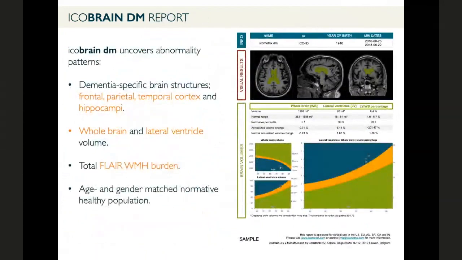Recently, we also included a second page to our icobrain dm report, which includes information on the whole brain and the lateral ventricle, which really allows you to appreciate whether there is any expansion of the lateral ventricle with or without any involvement of whole brain atrophy. And this can really help in distinguishing normal pressure hydrocephalus patients.